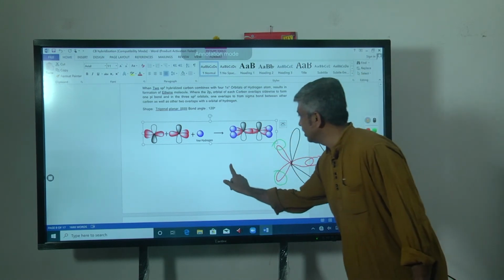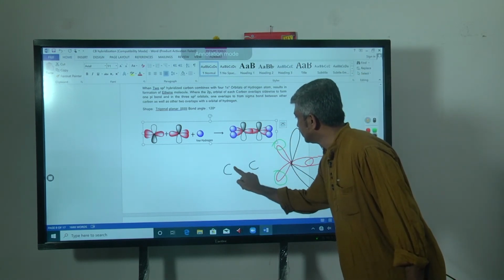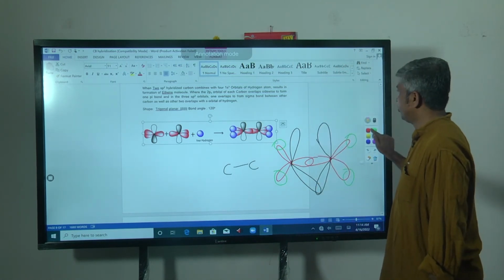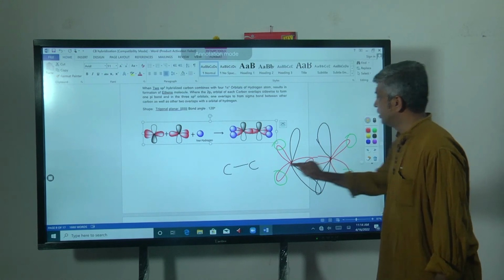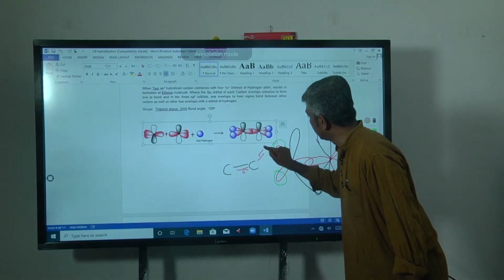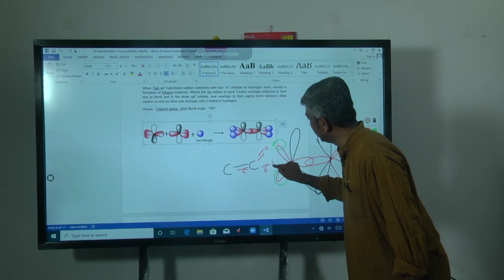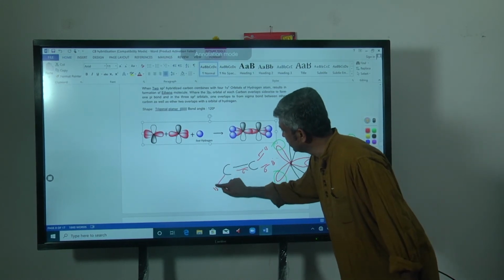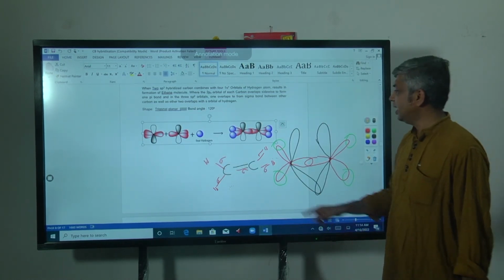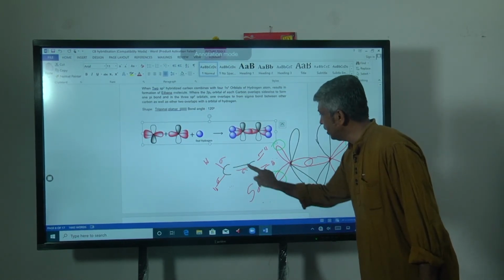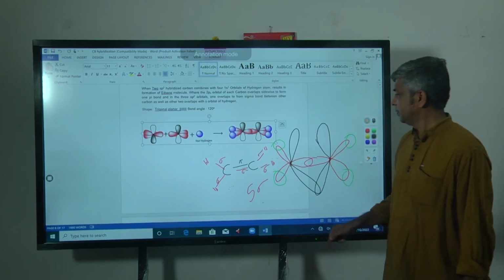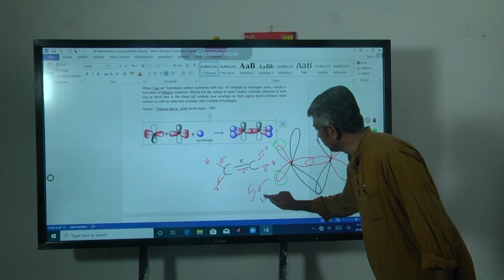So this is nothing but a carbon-carbon pi bond. Okay, this black one is the pi bond. The other ones, that is red, are sigma bonds. Again here, sigma bond with hydrogen, sigma bond with hydrogen, sigma bond with hydrogen, and sigma bond with the hydrogen. So how many sigma bonds are there? 5 sigma bonds and 1 pi bond. The pi bond is this one.